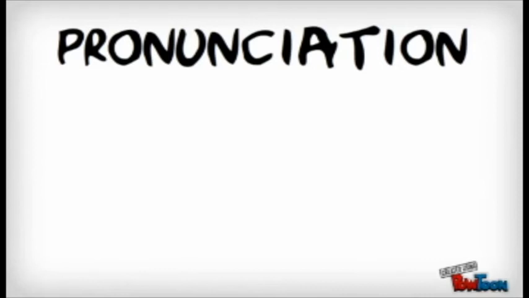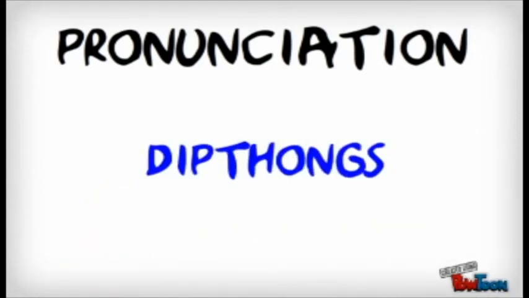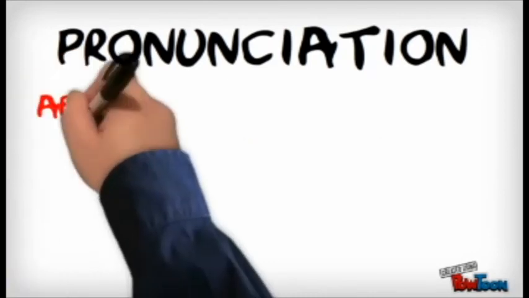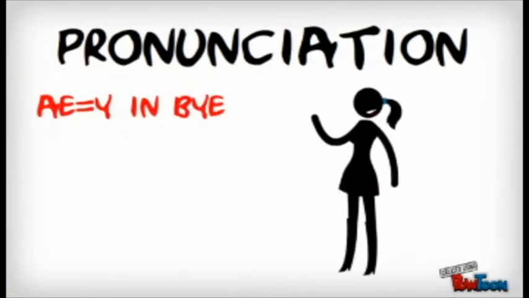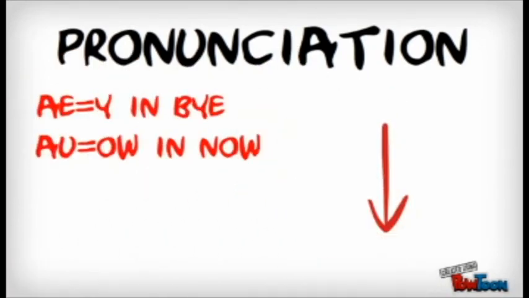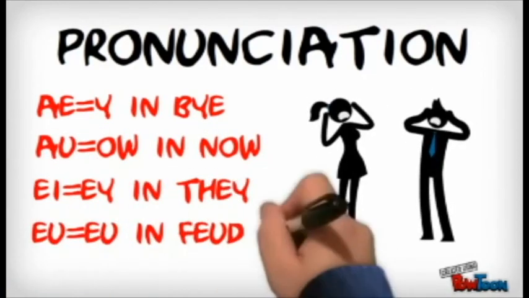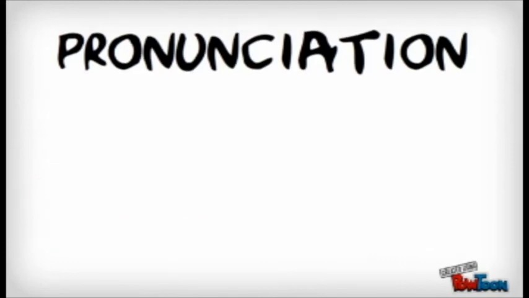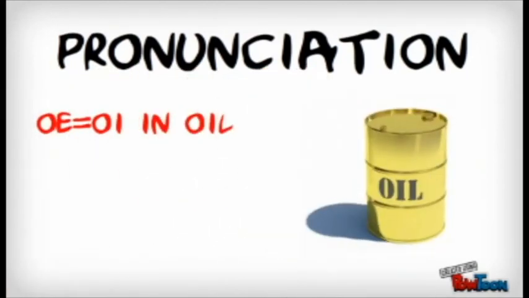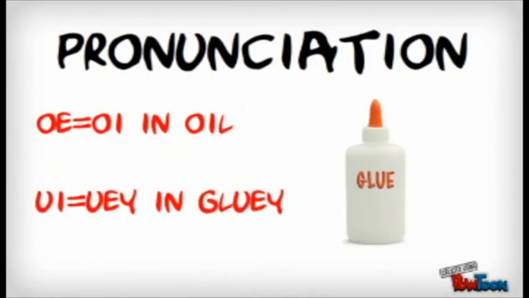The last class of pronunciations you'll have to understand is diphthongs, which are combinations of 2 vowels. AE combos are pronounced as Y in by, AU as the ow in now, EI as the A in they, EU as the U in feud, OE as the oi in oil, and UI as the ooey in gluey.